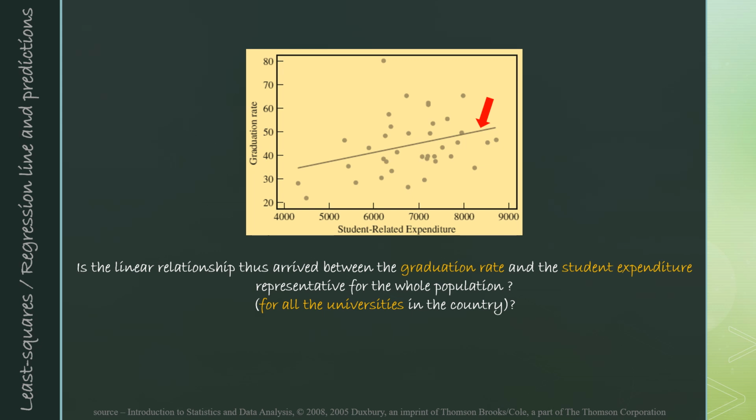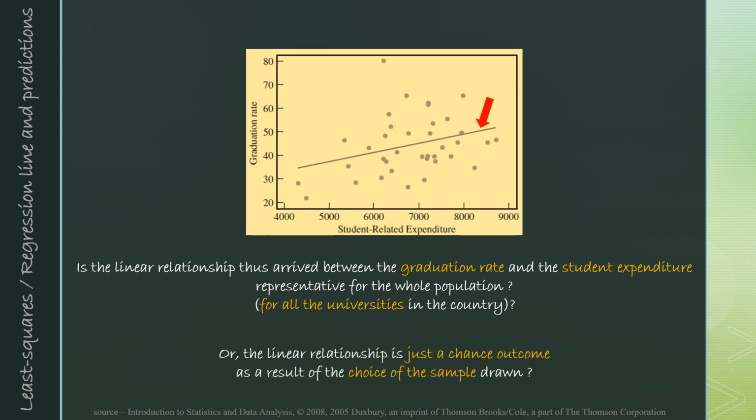Is the linear relationship thus arrived between the graduation rate and the student expenditure representative of the whole population, meaning all the universities in the country, or is the linear relationship just a chance outcome as a result of the choice of the sample drawn, which does not represent the population on the whole within acceptable limits of accuracy?